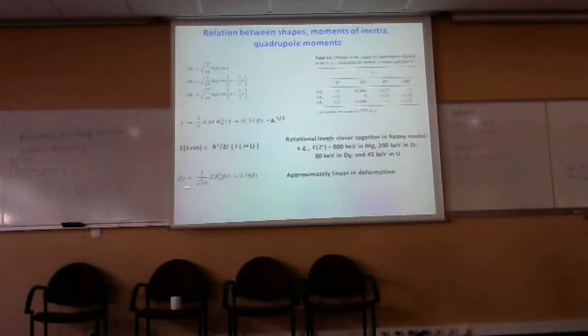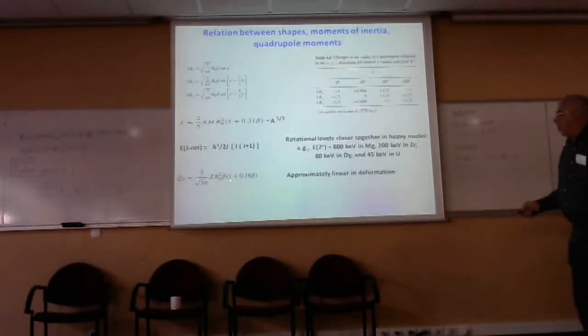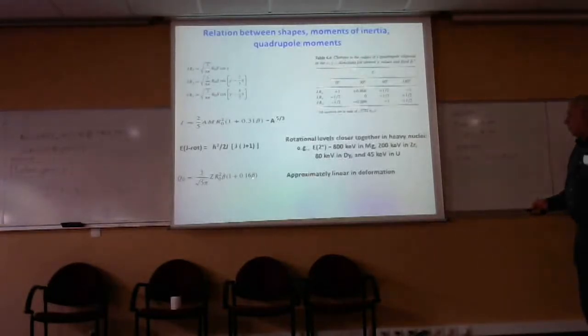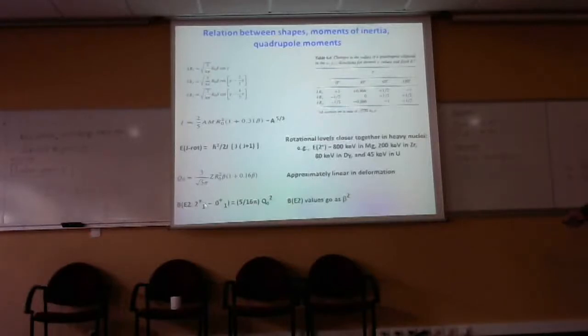Quadrupole moments go as beta, and then a correction factor, which is usually pretty small. Typical values of beta are 0.3, as we'll see in a minute, and 0.16 times 0.3 is 0.05, so that's pretty small. So the quadrupole moments are proportional to the elongation. And BE2 values from the first 2 plus state to the ground state, I'm not deriving this, I'm just telling you, go as the quadrupole moment squared, which means they go as the deformation squared in first order. And these two facts allow us to deduce something very nice.